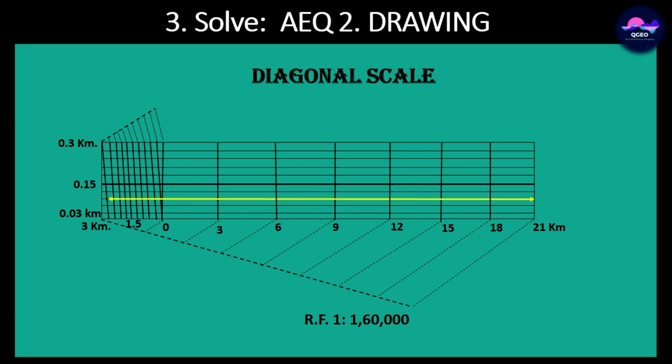Now come to the drawing part. Here the diagonal scale, here 0, 3, 6, 9, 12, 15 in this way, 21, and here the arrow line, here the 9, and here 3 in this way. In the upper portion 3, in the secondary division here 9, and the number of tertiary divisions will be 3, that is total length will be 23.79 kilometer. Remember it.